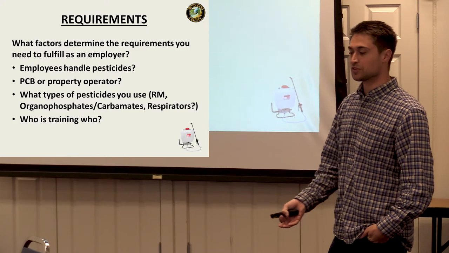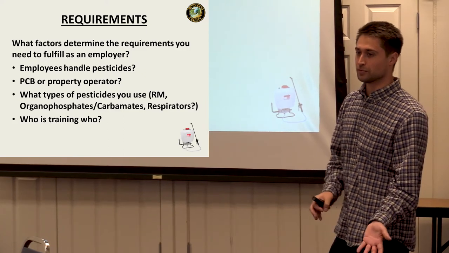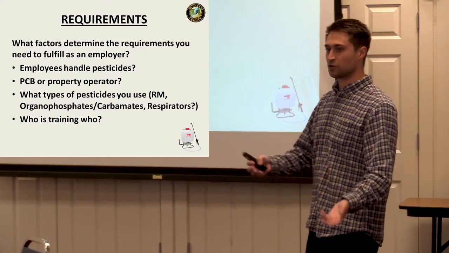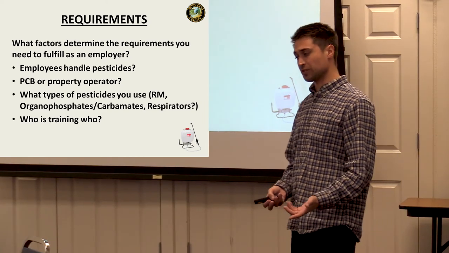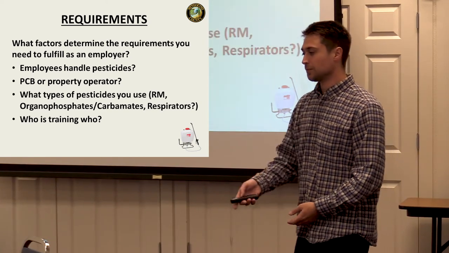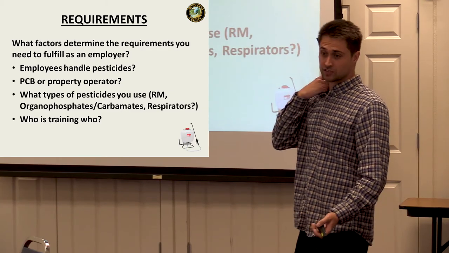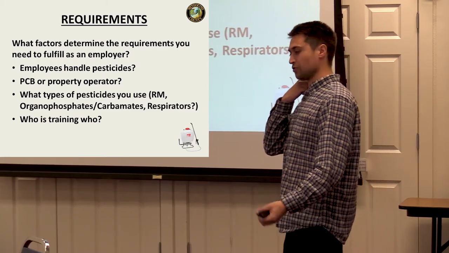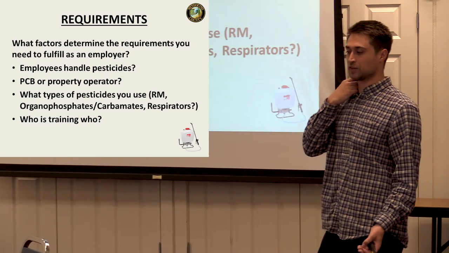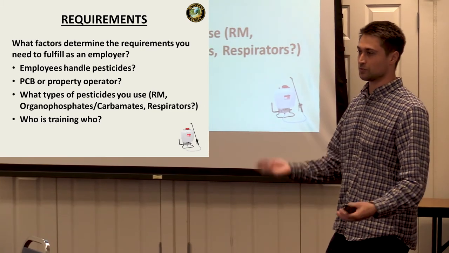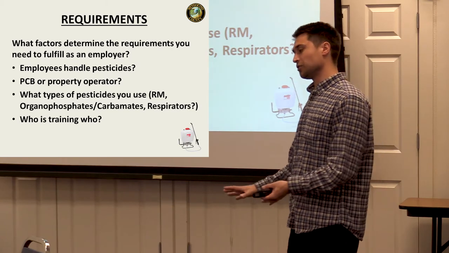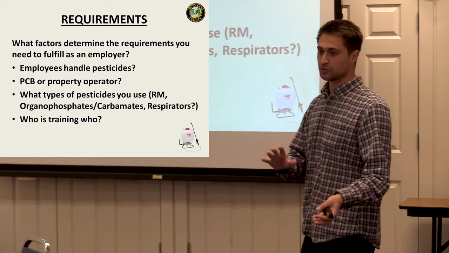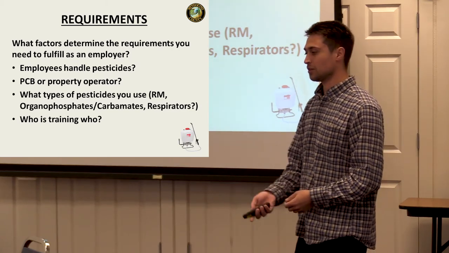Are you a pest control business or just a property operator? If you're a pest control business, getting work for hire, controlling pests for hire, you need to get a pest control business license. What types of pesticides do you use? Are you using restricted materials, organophosphates, carbamates? Does the pesticide require a respirator? All different regulations kick in when you're using certain things.